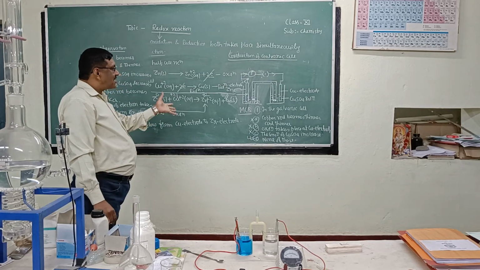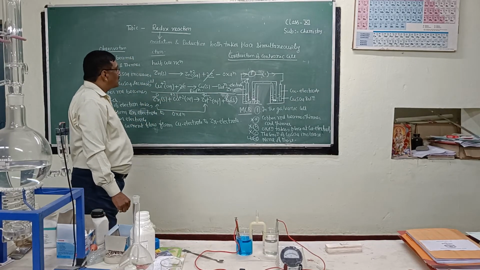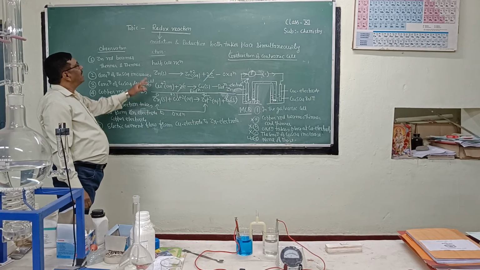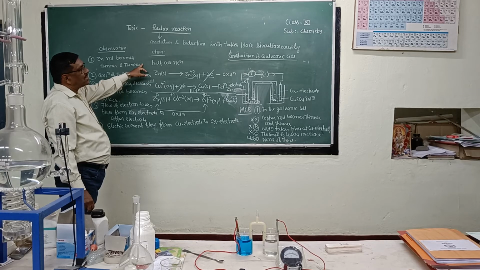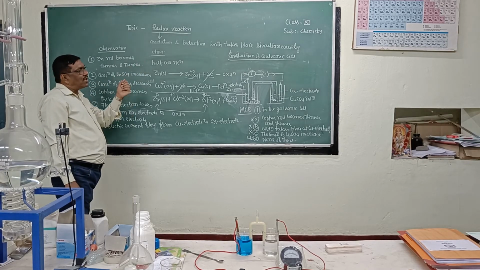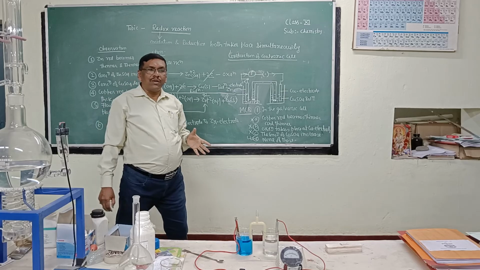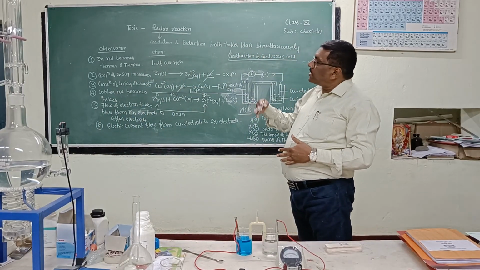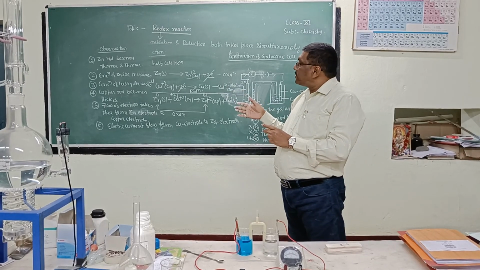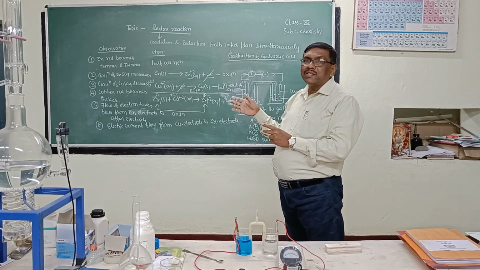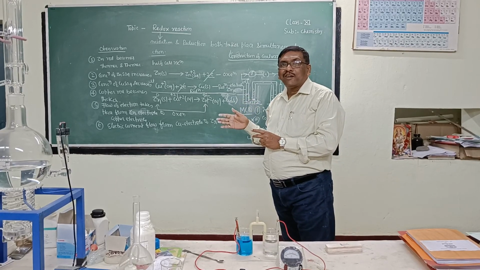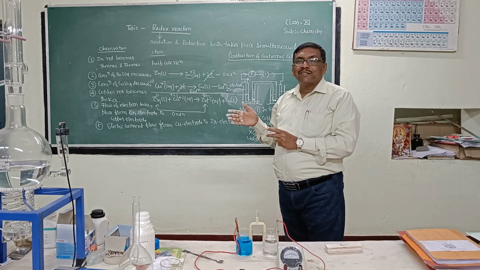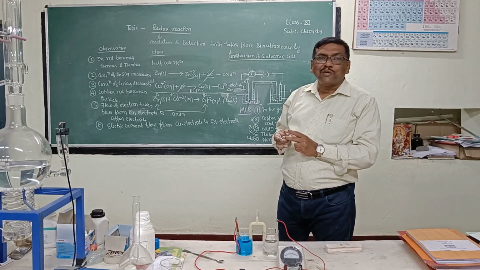In this topic today we have seen redox reactions, and a very familiar example is the galvanic cell. A galvanic cell is a device in which oxidation and reduction both take place. In the next video we shall discuss cell representation. Okay, thank you.